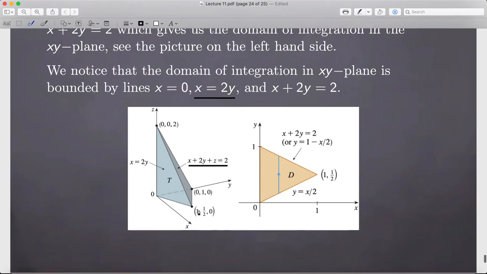So now this plane, if you look at x plus 2y plus z equals 2, is going to intersect the xy plane in this line, and this line is precisely x plus 2y equals 2. So now you see that you have this line in the xy plane, this line in the xy plane, and then the line at the back, correct? So these three lines will determine the domain. So this is precisely the situation. Okay, so this is our domain, and you are integrating this surface so that you get the tetrahedron, isn't it?